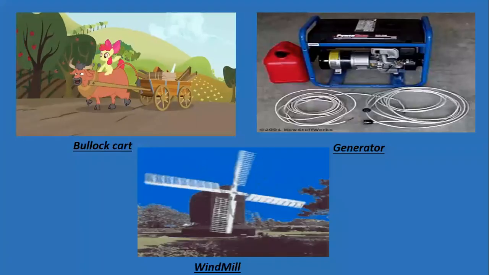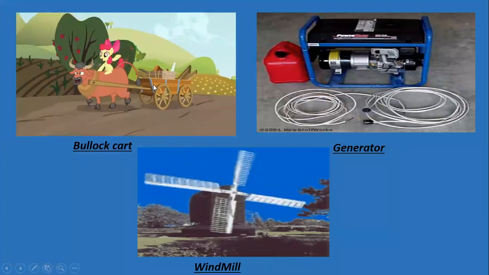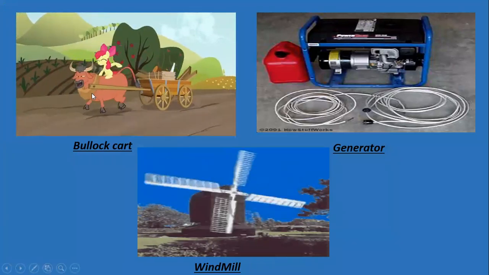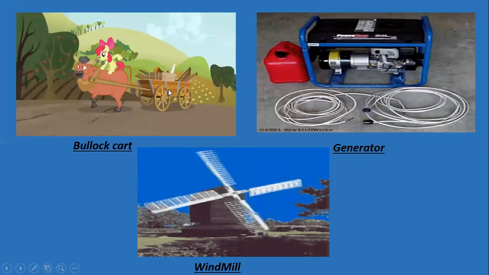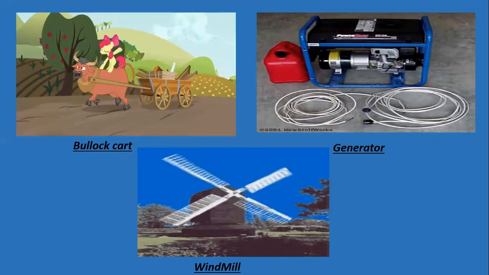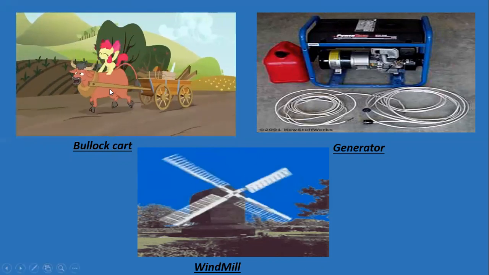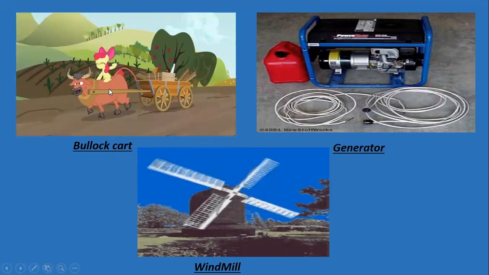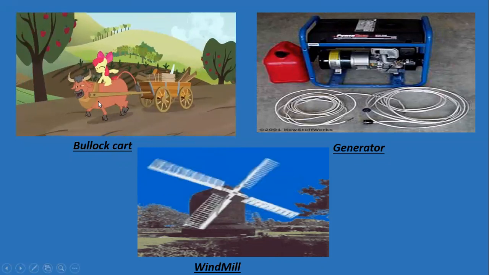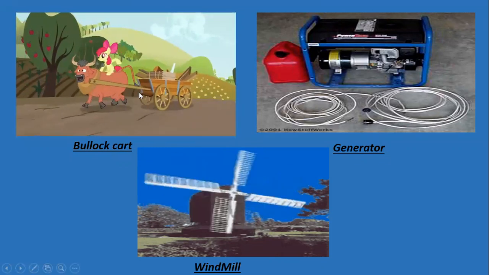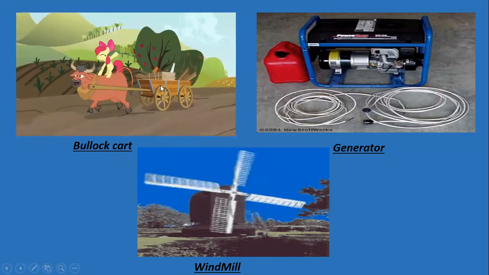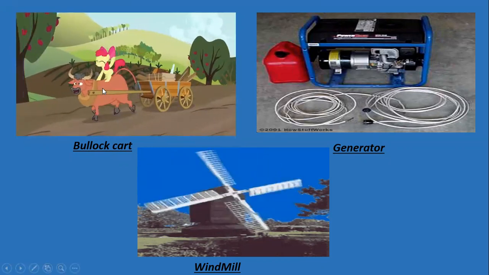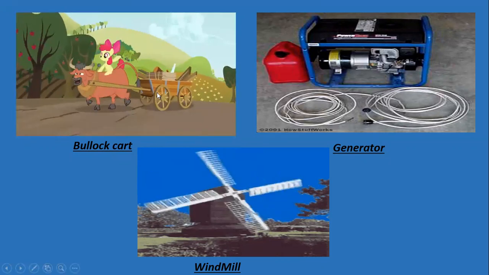Let's see. Look how the bullock cart is moving. This bullock is exerting a force, moving forward and taking this cart with it. Like this, it's moving. Who is using the energy? The bullock is using its energy, and this energy is used to move the cart. How is the cart moving? Because of the energy which the bullock is putting on it.